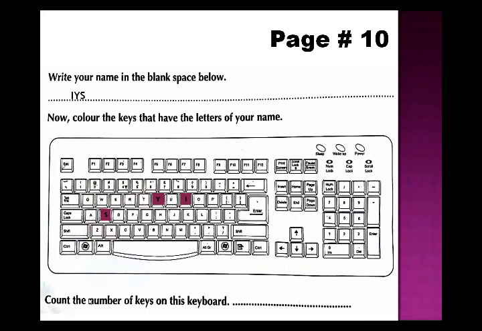Okay, one more work you will do in this activity. You will count the keys and write in the blank space. You will count all the keys of the keyboard and write here. Okay, I show you the count. What are you counted? 1, 2, 3, 4, 5, 6, 7, 8, 9, 10, 11, 12, 13, and so on. Okay, firstly you will count the keys. Then, how many keys are here? You will write here how many keys are in this keyboard.